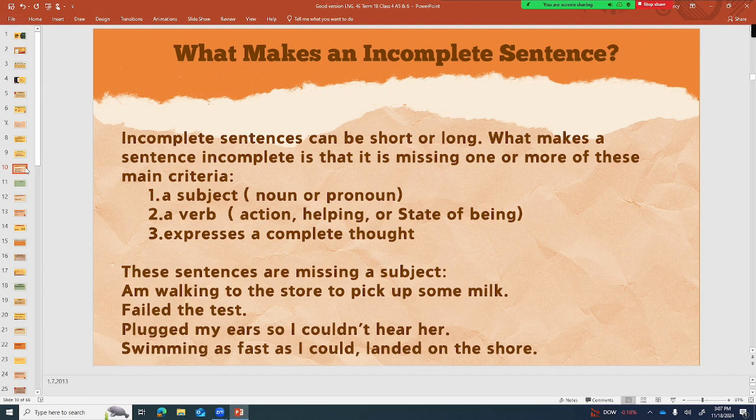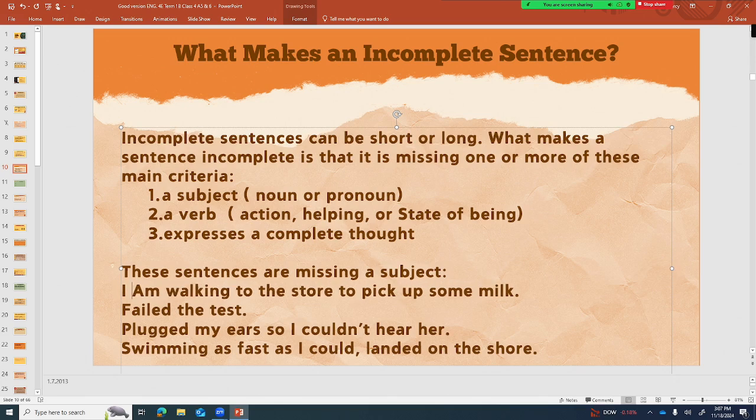So I'm going to give you some examples of some sentences that are missing a subject. Am walking to the store to pick up some milk. Okay, who is? Because am only ever goes with the word I. Okay? It doesn't go with any other pronoun. I am walking to the store to pick up some milk. And I would change the big A and turn it to a little a. I'm not going to do that just because I want to be able to save this for later.